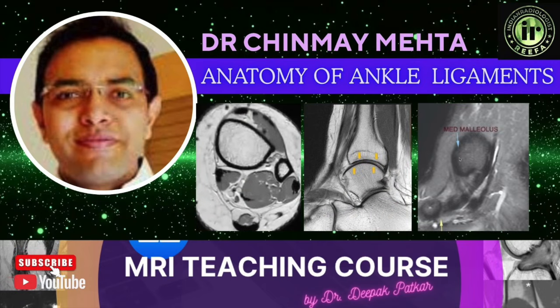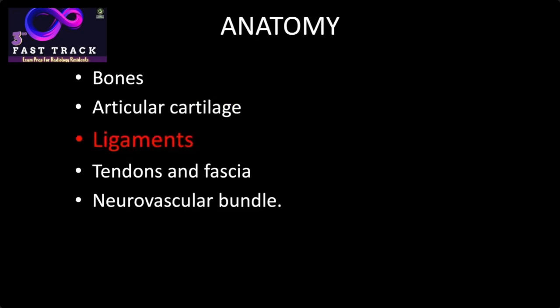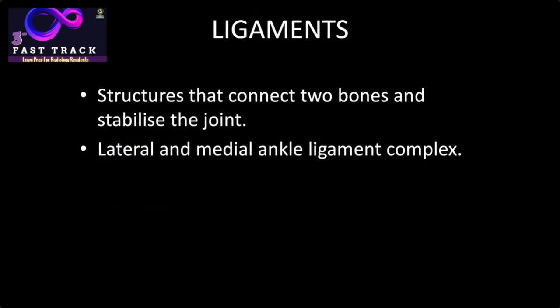We move to the ligaments, which are the most commonly injured structure and the most common reason why MRI is performed of the ankle. So what are ligaments? Ligaments are structures that connect to bones and stabilize the joint. In the ankle, there are at least 10 to 12 ligaments, but fortunately, they are named after the bones that they connect. And we have the lateral and the medial ankle ligament complex.